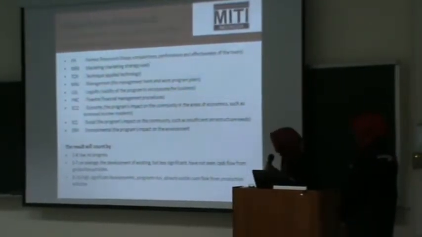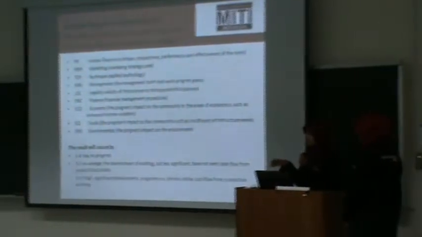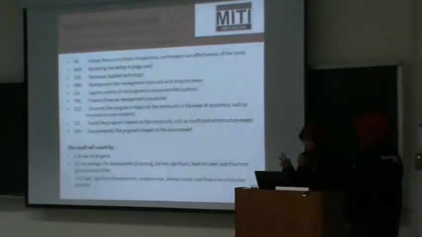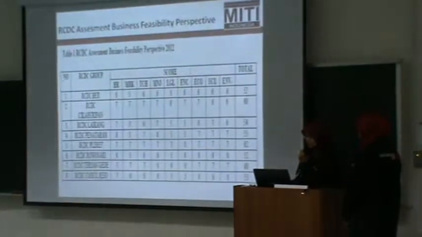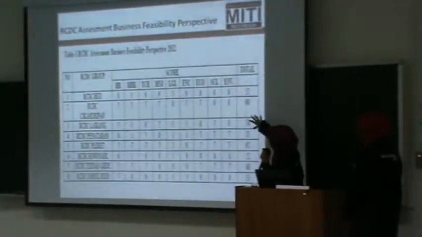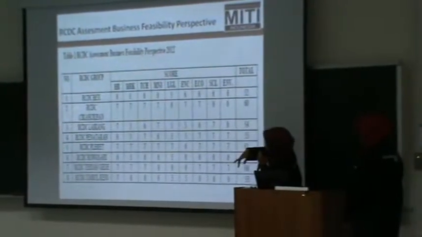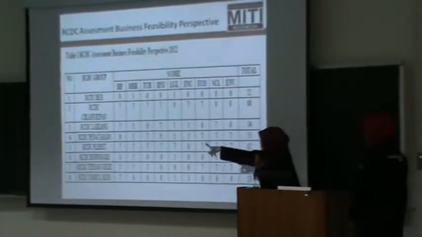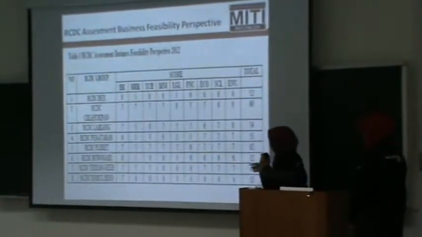And the result will be counted as low, average, or high, by number account 1 up to 10. And the result is in discussion. This is the LCDC Assessment, Business Feasibility Perspective in 2012, in a program of LCDC Beji, Cikahuripan, Lekang, Penataran, Pleret, Rawasari, Tosar Gede, and Umberto.